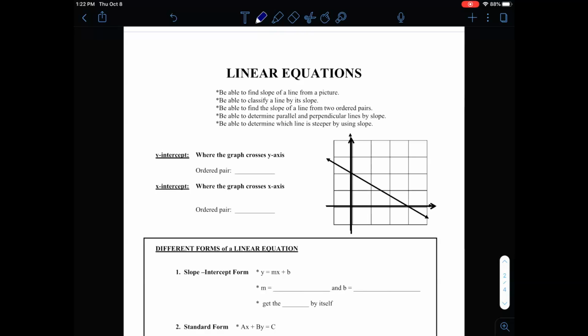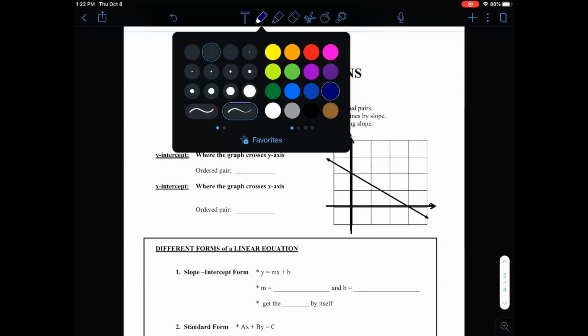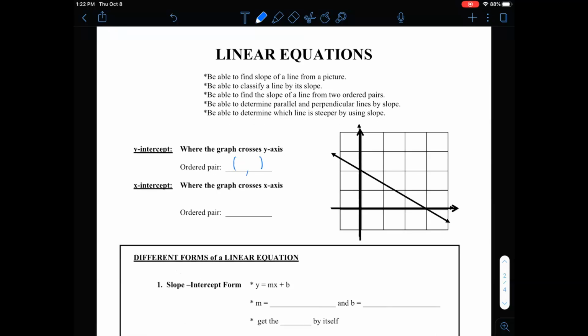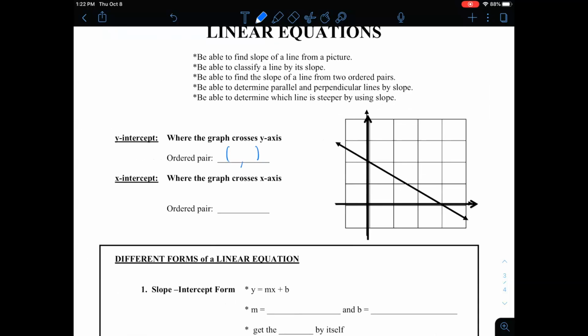So we have the y-intercept and the x-intercept. It says where the graph crosses the y-axis. So what's the ordered pair? Where does the graph cross the y-axis? Well, you can see it crosses the y-axis, the up and down one. It's going to cross right here. What are the coordinates of that point right there? Is it 2, 0 or 0, 2?